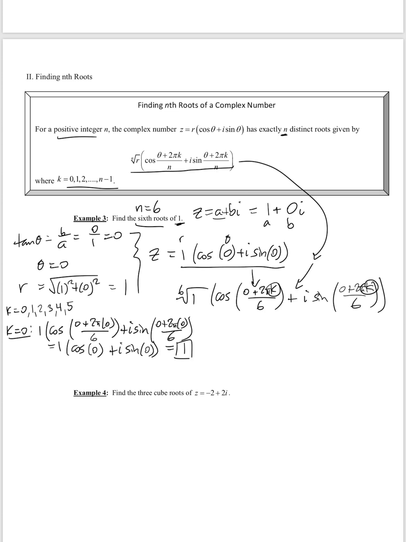You might be saying, well, why do we care? What's the big deal? Well, that's the normal root that we would expect to find from 1. But like I said, we are going to come across some really strange-looking complex roots.